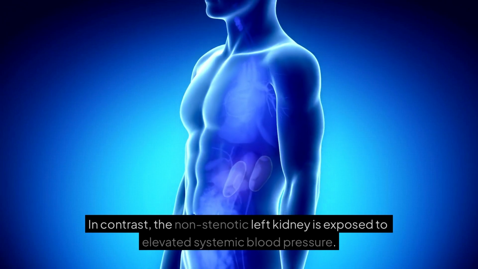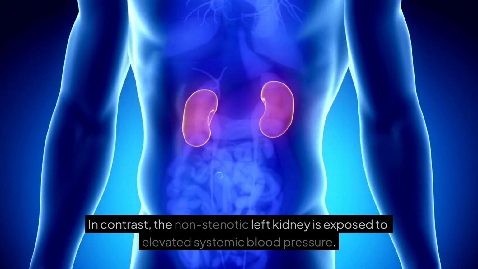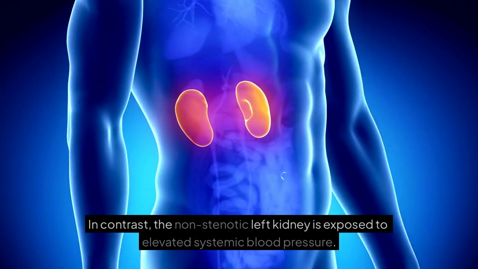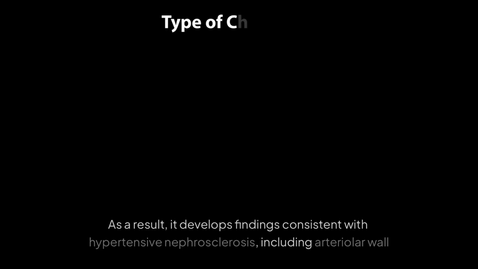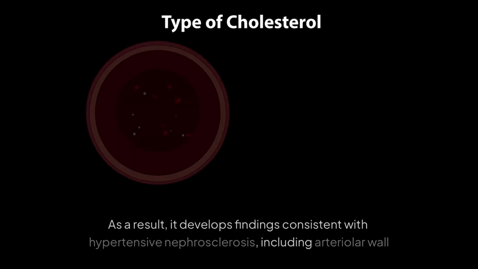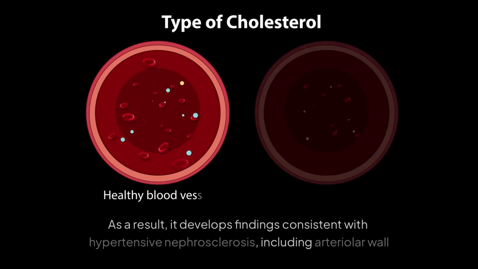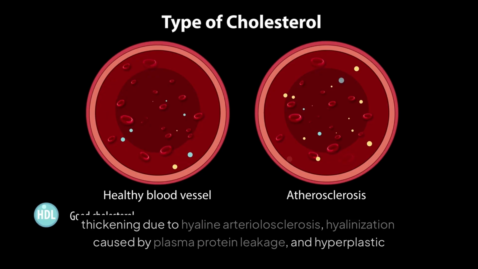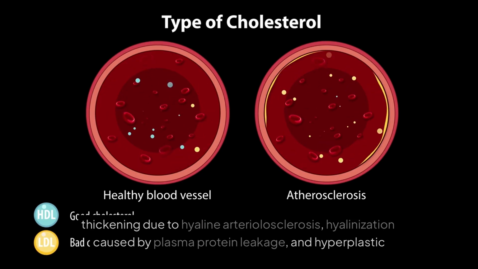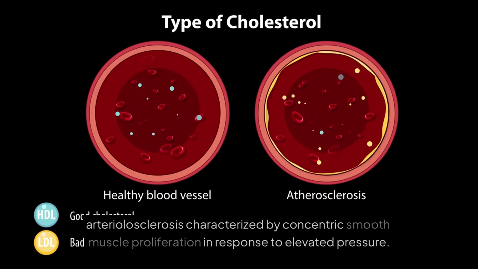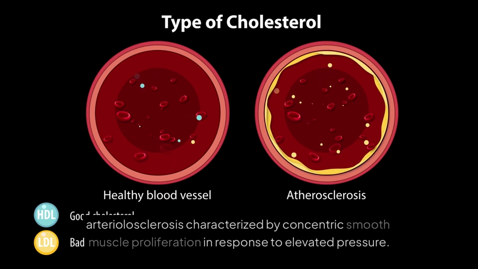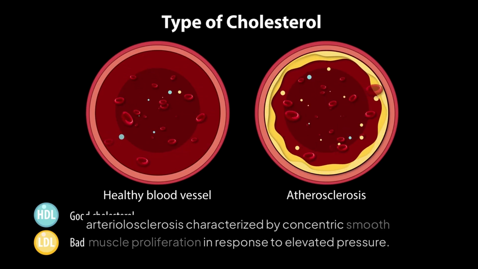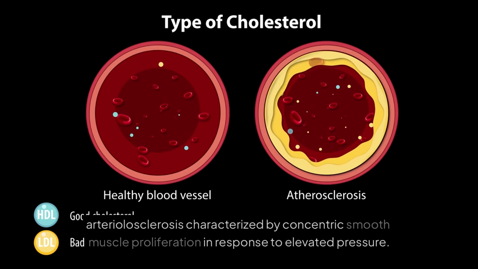In contrast, the non-stenotic left kidney is exposed to elevated systemic blood pressure. As a result, it develops findings consistent with hypertensive nephrosclerosis, including arteriolar wall thickening due to hyaline arteriolosclerosis, hyalinization caused by plasma protein leakage, and hyperplastic arteriolosclerosis characterized by concentric smooth muscle proliferation in response to elevated pressure.